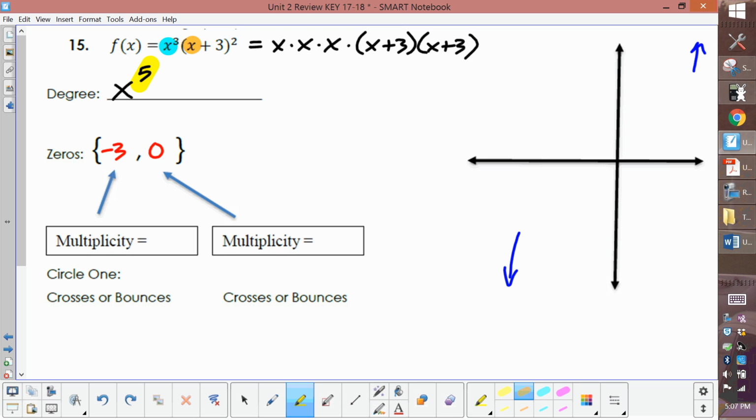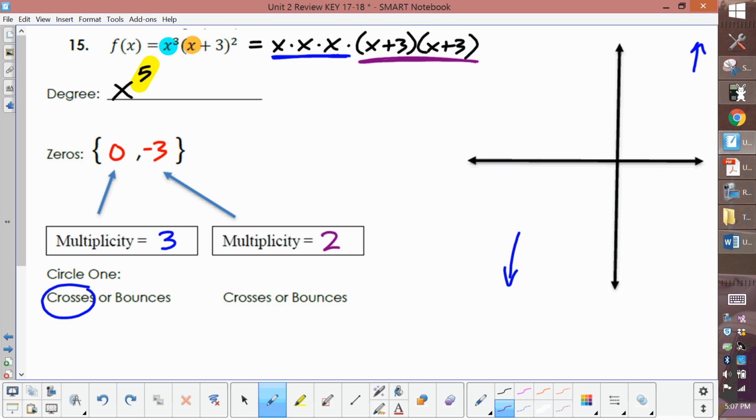Now, the multiplicity. Actually, maybe I'll leave that just so it doesn't confuse people. The multiplicity: how many times is this 0 taking place right here? And it's occurring 3 times. And if the multiplicity is odd, it is a cross scenario. And then this x plus 3 is happening twice, so it's called multiplicity 2. And if it's an even number, it bounces.